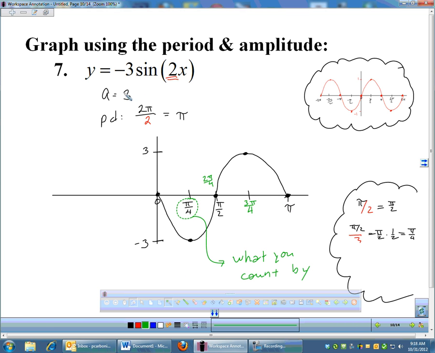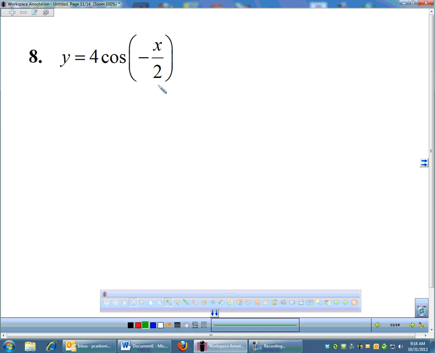We consider the amplitude and the period on the front end, and then you do the division to find out what your x-coordinates are, and amplitude tells you how far up and down you're going to go. Okay, let's try one with cosine. So we have y equals 4 cosine of negative x over 2.